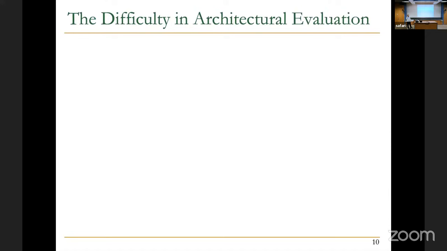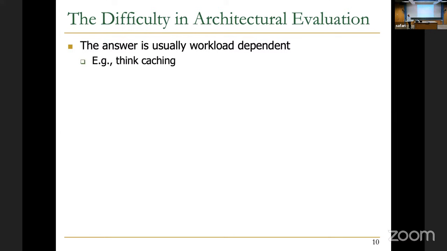So the difficulty in architectural evaluation is more or less because it is very workload dependent. In every domain where you want to simulate or evaluate your design, we are really dependent on the workloads that we are choosing. For example, about caching, there are some workloads that heavily benefit from caching, but some workloads have streaming memory access patterns such that they don't benefit from cache. Or for example, pipelining, there are some applications that usually encounter stalls. There are many branches in the application, and we cannot keep the pipeline full.